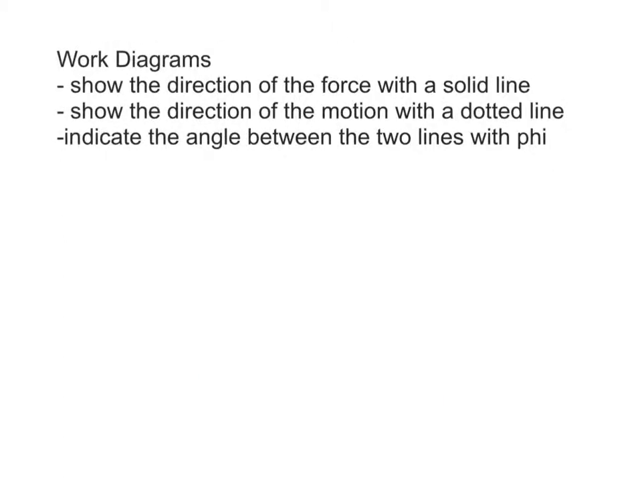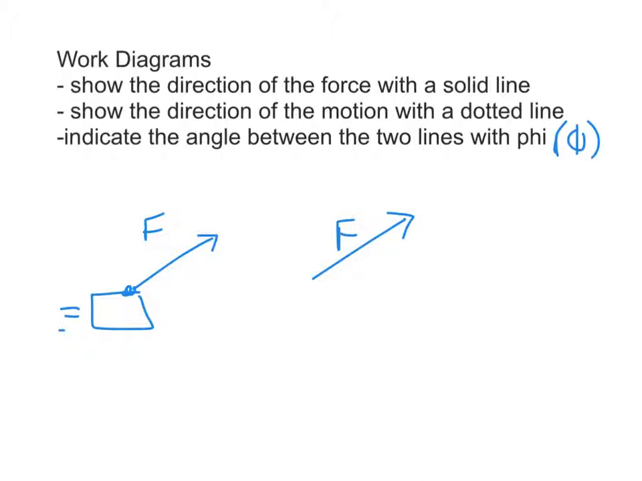Okay, and the last thing that we need to know about work are work diagrams. These are very simple. You're going to show the direction of a force with a solid line, you're going to show the direction of the motion with a dotted line, and you're going to indicate the angle between the two lines with phi. So let's say we've got a force being applied in that direction, and let's just make this a box. So a box with a force in that direction and it's moving across the floor. Your work diagram would show the force in the direction of the force, a dotted line indicating the distance, and the angle phi to show the direction of the force versus the distance.